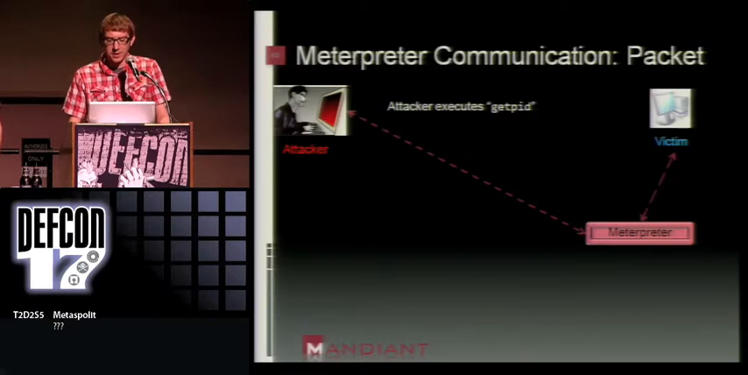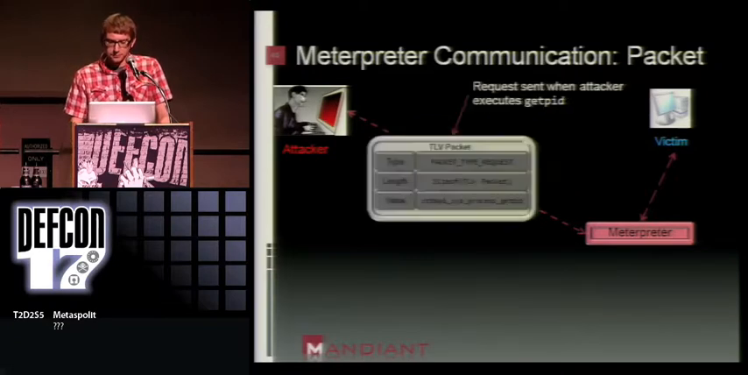It's going to be sent to the Meterpreter server. That specific request is going to have this TLV packet, with a type, length and value. The type is going to be of the packet type request. There's going to be a length and then specifically a value. The value is the most important aspect of this entire packet, because this is what we're going to be using in our tool, which we release later.